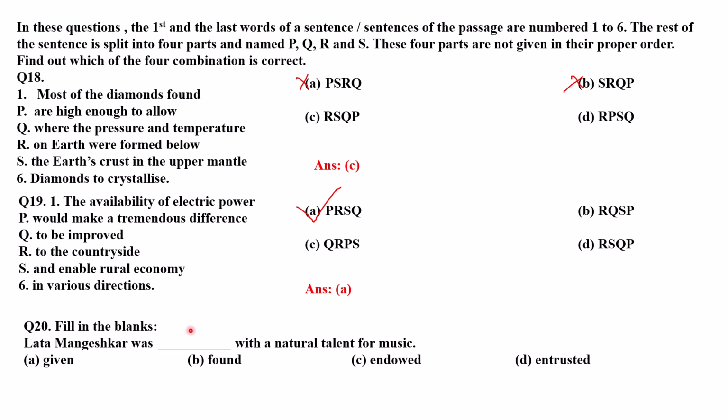Now this is the last question, fill in the blanks. Lata Mangeshkar was dash with a natural talent for music. Okay, now you all know that Lata Mangeshkar, she sings so nicely and it was like a God's gift to her, isn't it? So Lata Mangeshkar was dash with a natural talent for music. Lata Mangeshkar was endowed. Endowed means something which she got naturally, so naturally given with a particular quality or ability. That is the meaning of endowed. So here the correct option is option C. Lata Mangeshkar was endowed with a natural talent for music.